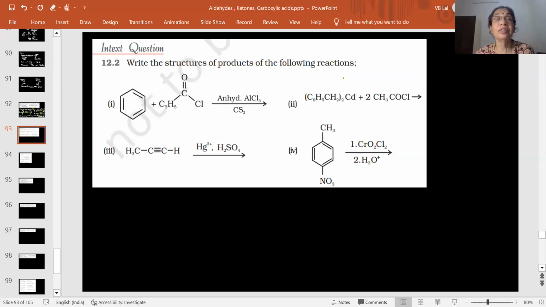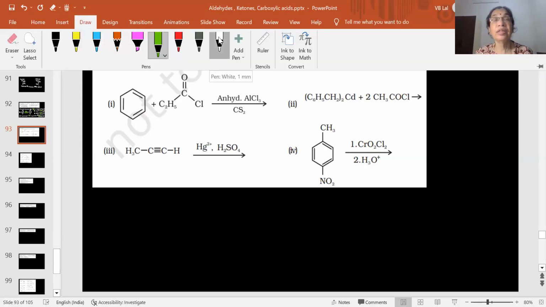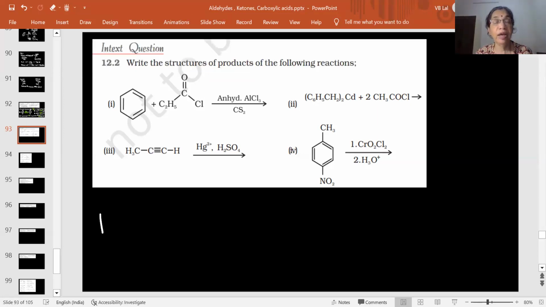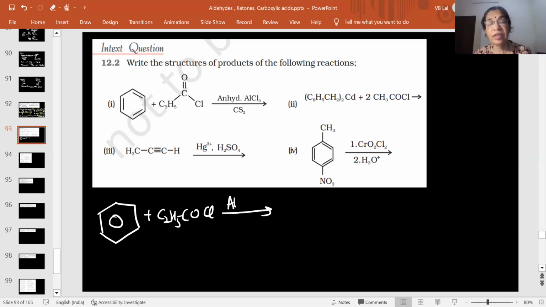Now the second one, these are all in-text questions only. Write the structures of the products for the following reaction. So benzene, and we are doing acylation of benzene in presence of anhydrous AlCl3. So just see the reaction, you will understand. So here you have benzene. We have done it with CH3COCl. Here you have C2H5COCl in presence of AlCl3. So what will come on the benzene ring?